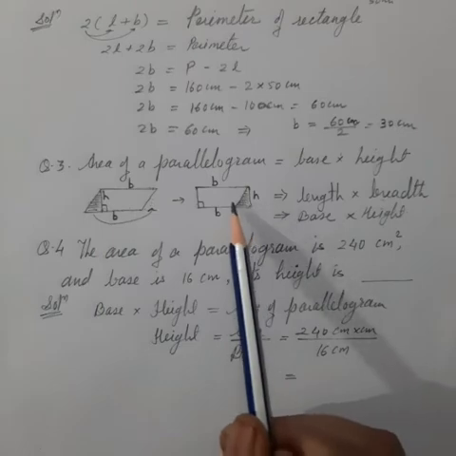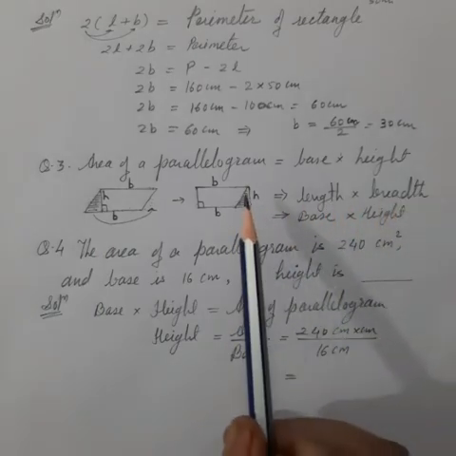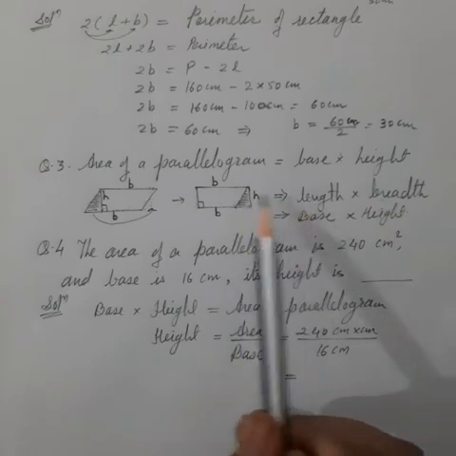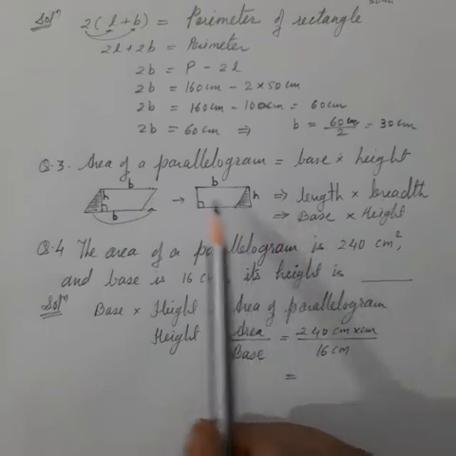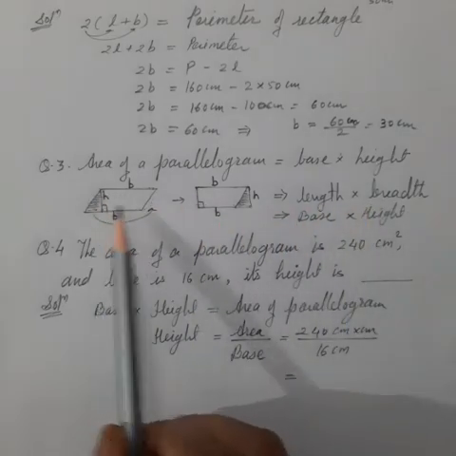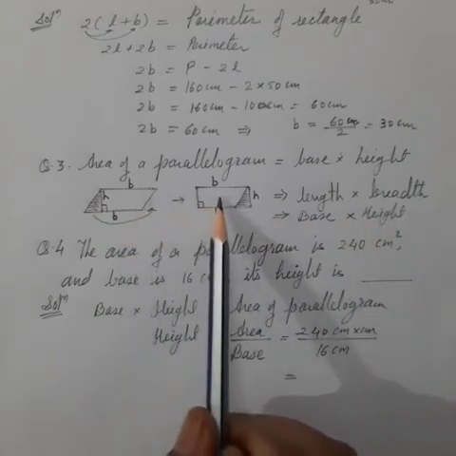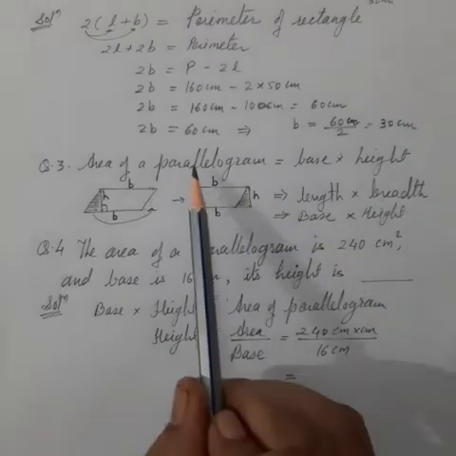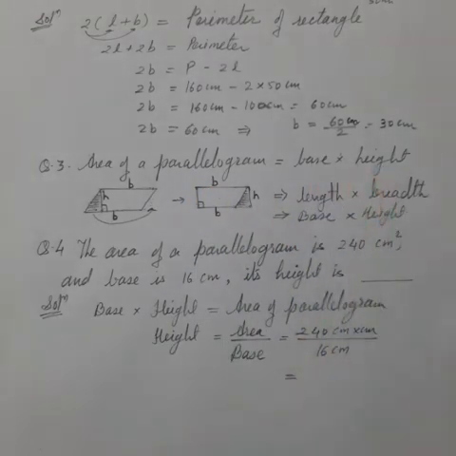We know that the area of a rectangle is equal to length into breadth. But the length of this rectangle is equal to the base of parallelogram and the breadth of this rectangle is equal to the height of this parallelogram. Area of both the figures are same. So, we get the area of parallelogram is equal to base into height.